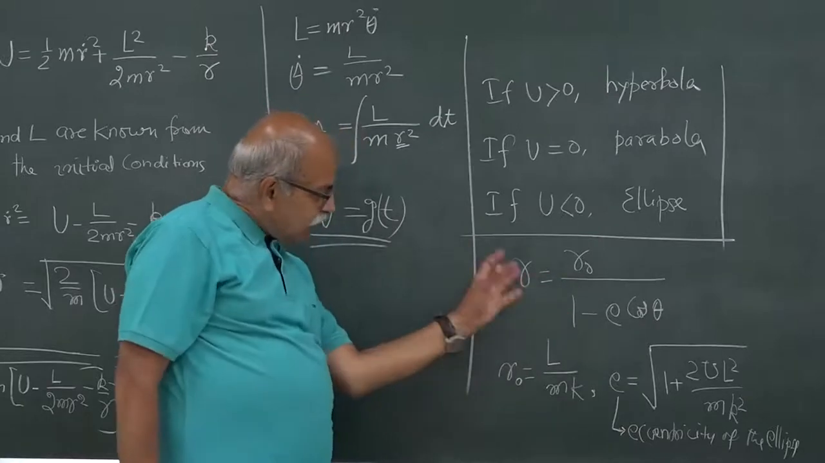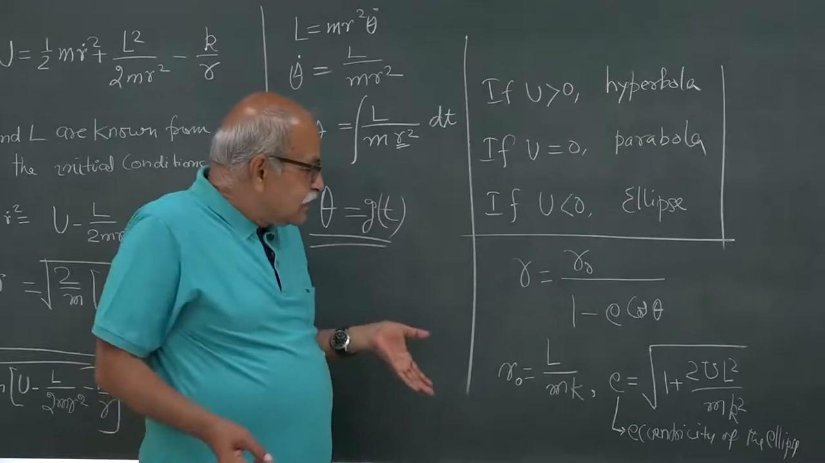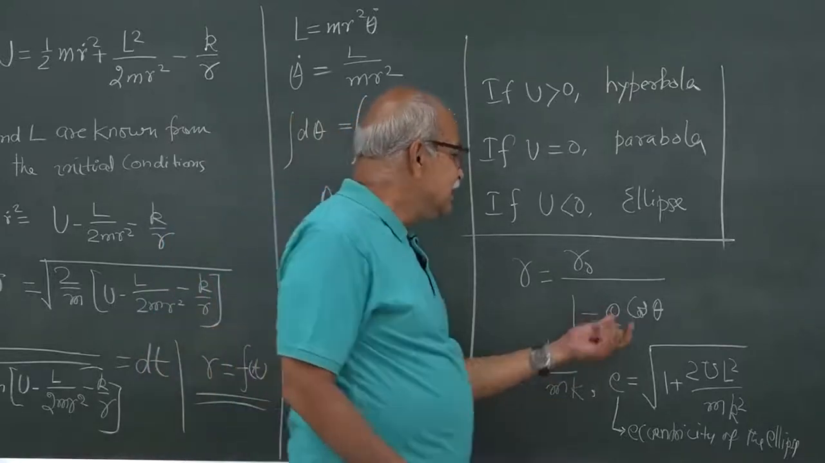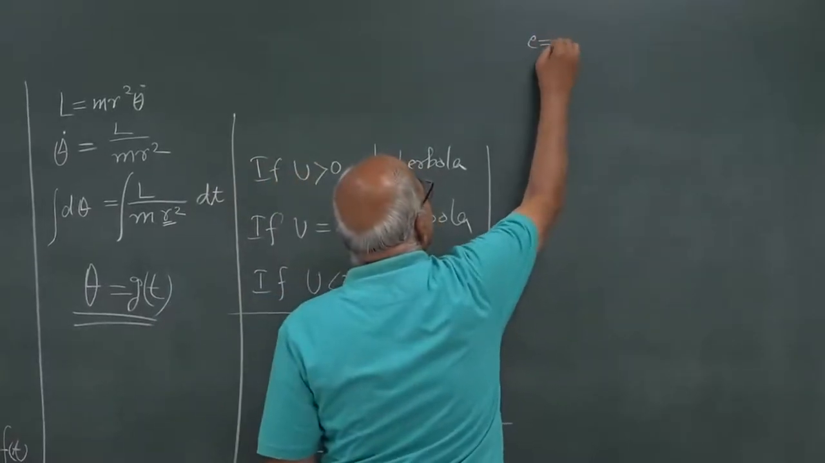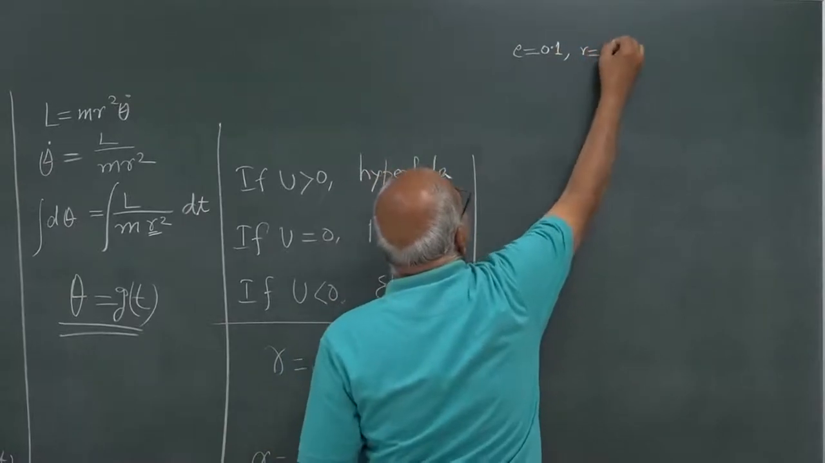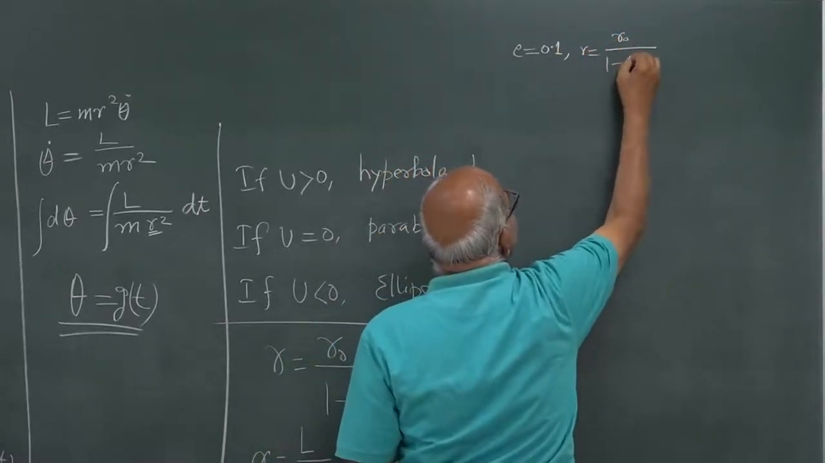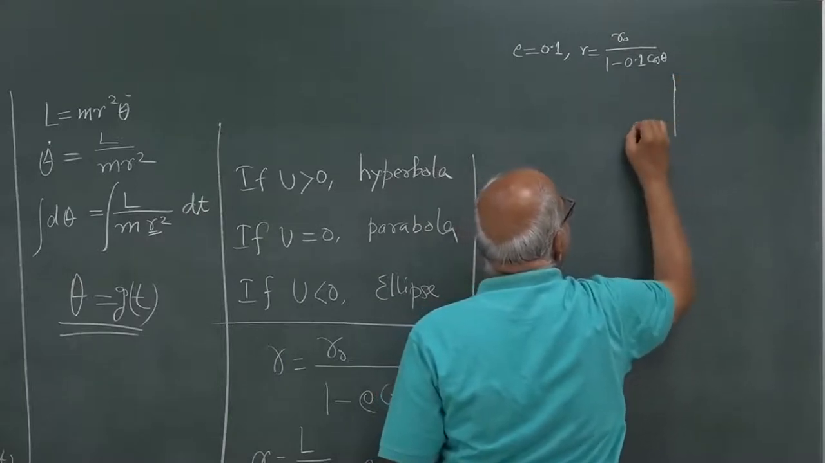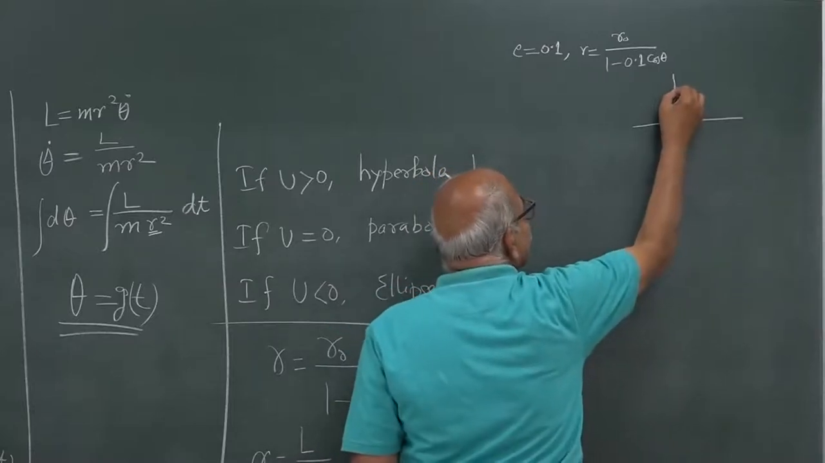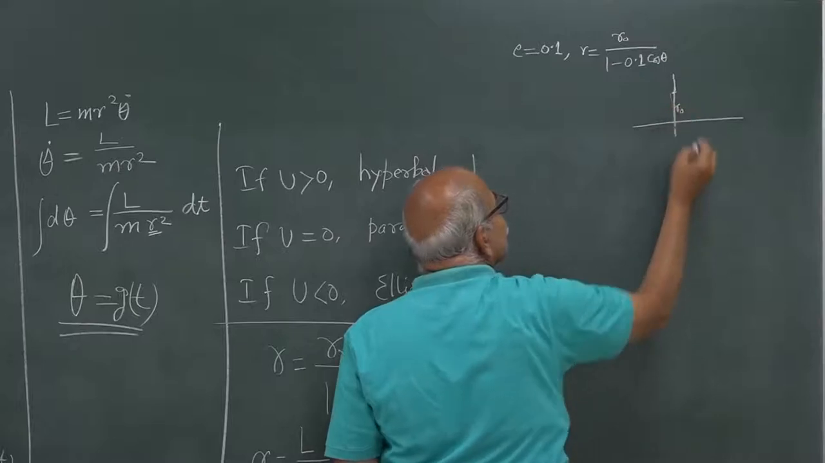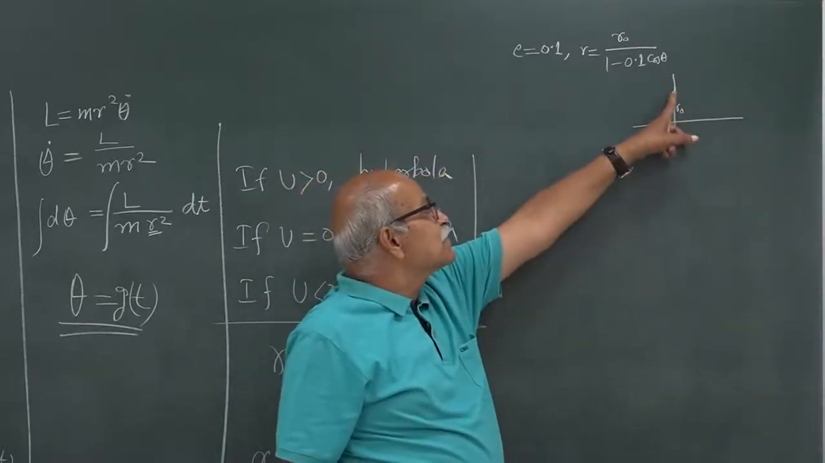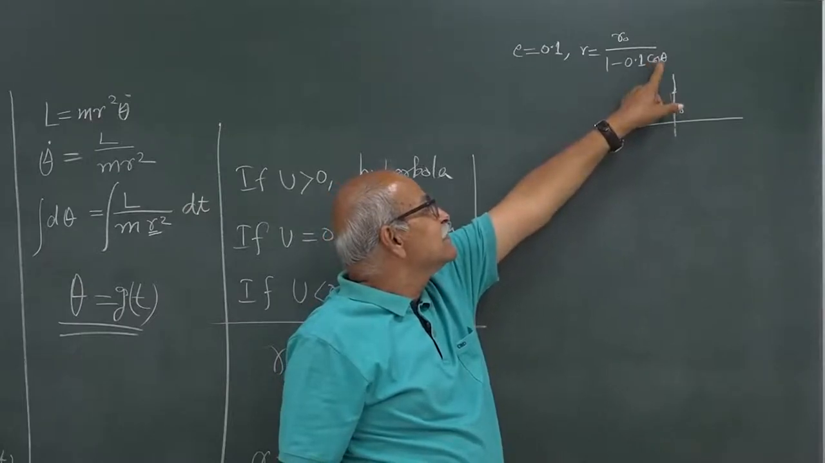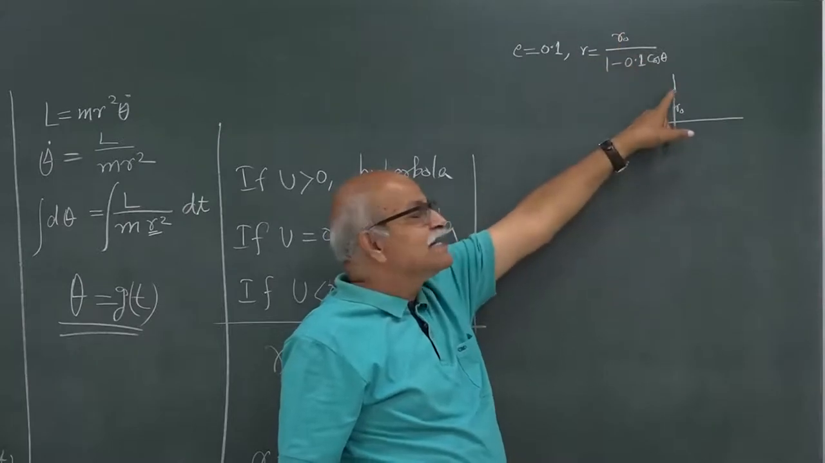If you want to see how this can be an ellipse, you can take some values and convince yourself that it looks like an ellipse, and that will also give you some feeling for this e here. So let us take this example. Let's say e is 0.1. What happens? r is equal to r naught divided by 1 minus 0.1 times cos theta. Suppose this distance is r naught, and I have put this point on the ellipse, because here theta is 90 degrees, and if you put theta equal to 90 degrees, cos theta is 0 and r is equal to r naught, so you will have a point here on the ellipse.